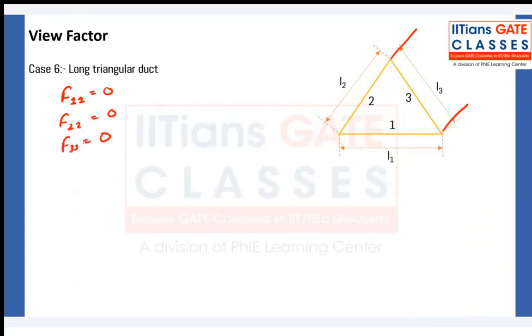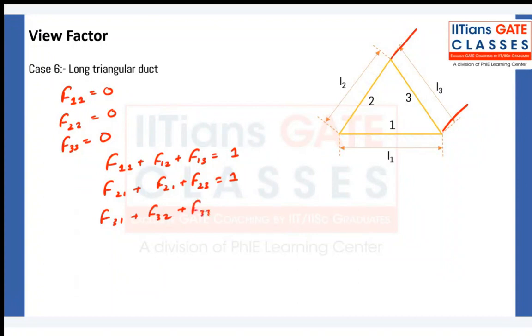I can then again use F11 plus F12 plus F13 is equal to 1. I can also use F21 plus F22 plus F23 is equal to 1, and F31 plus F32 plus F33 is equal to 1. I can use reciprocity rules as well. Now we know F11 is 0, F22 is 0, and F33 is 0. So using all these formulas, we can further calculate whatever they are asking in the question.